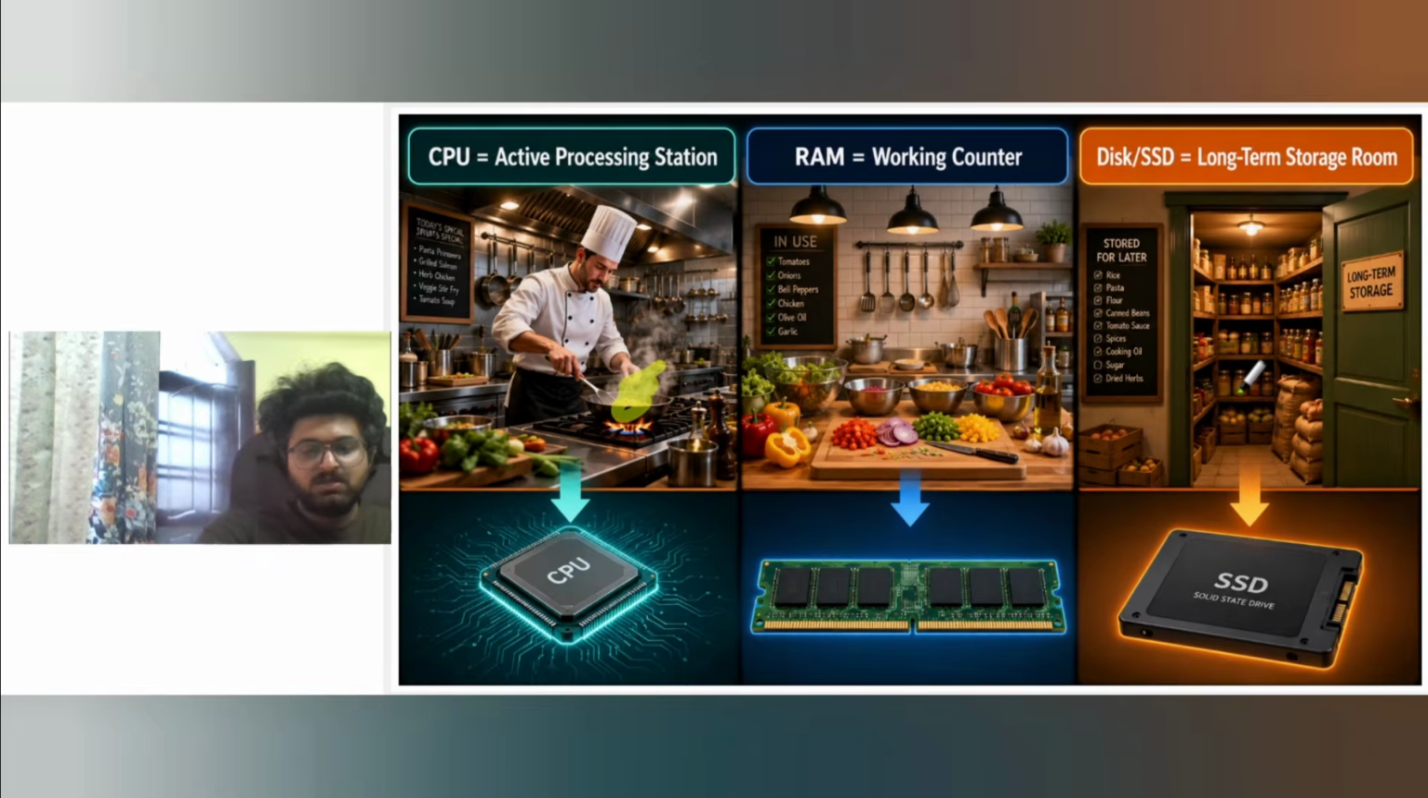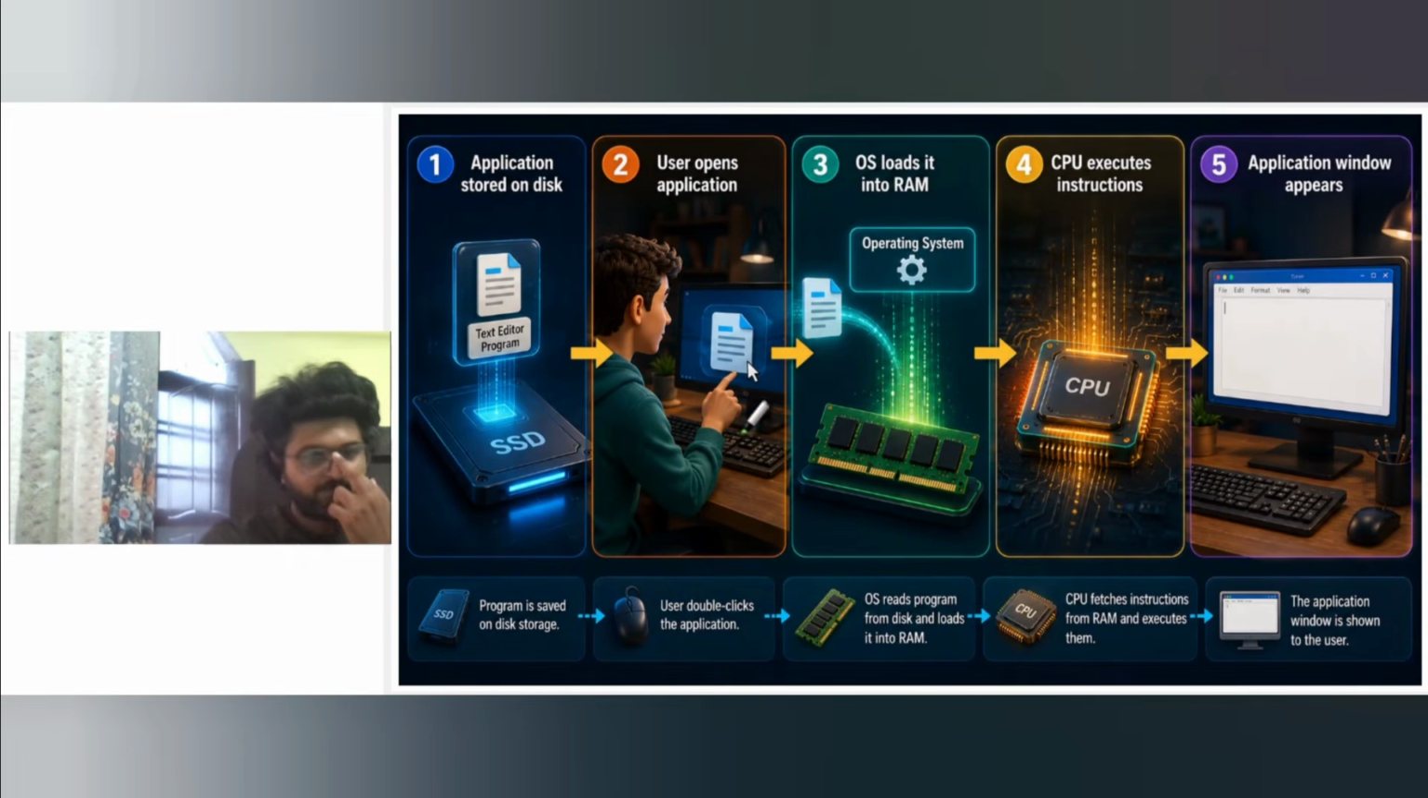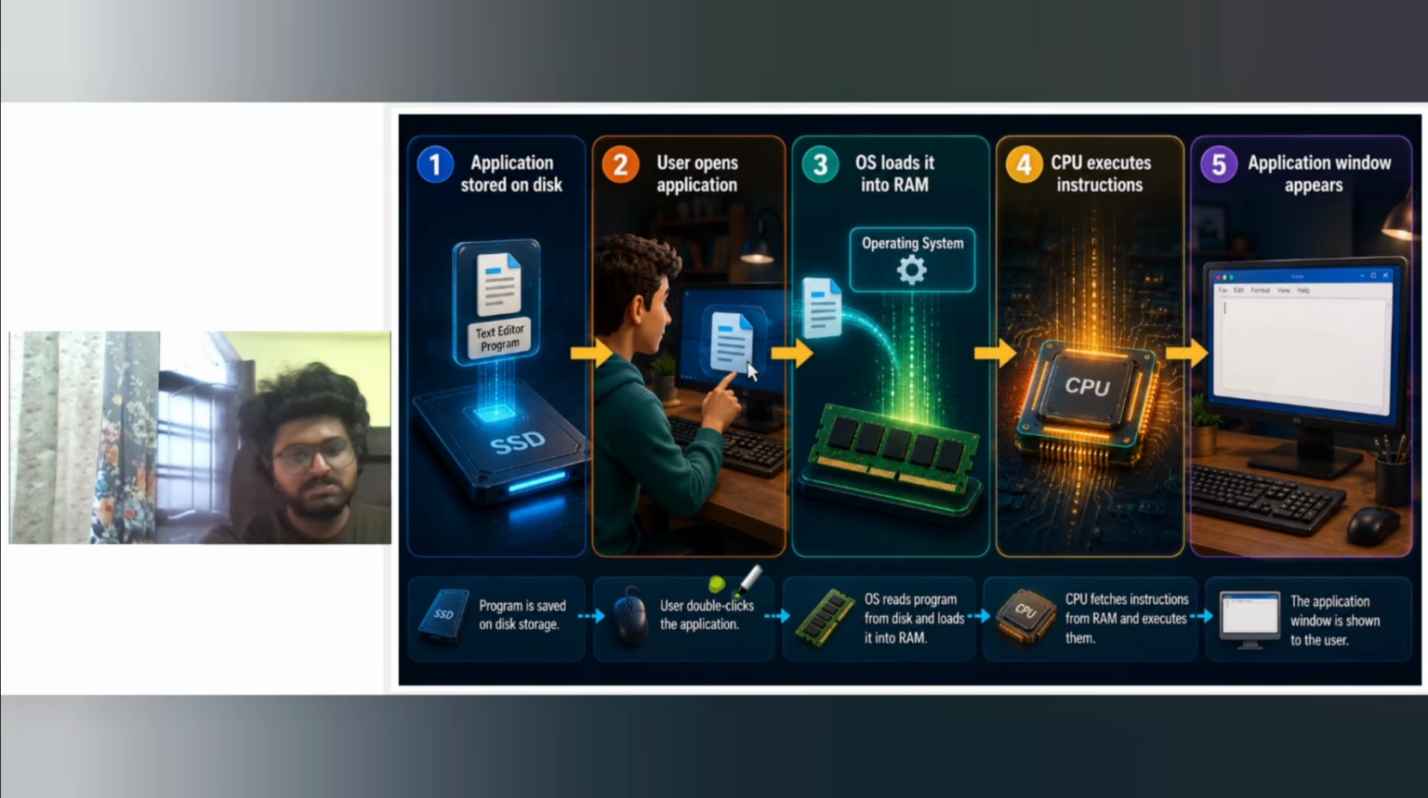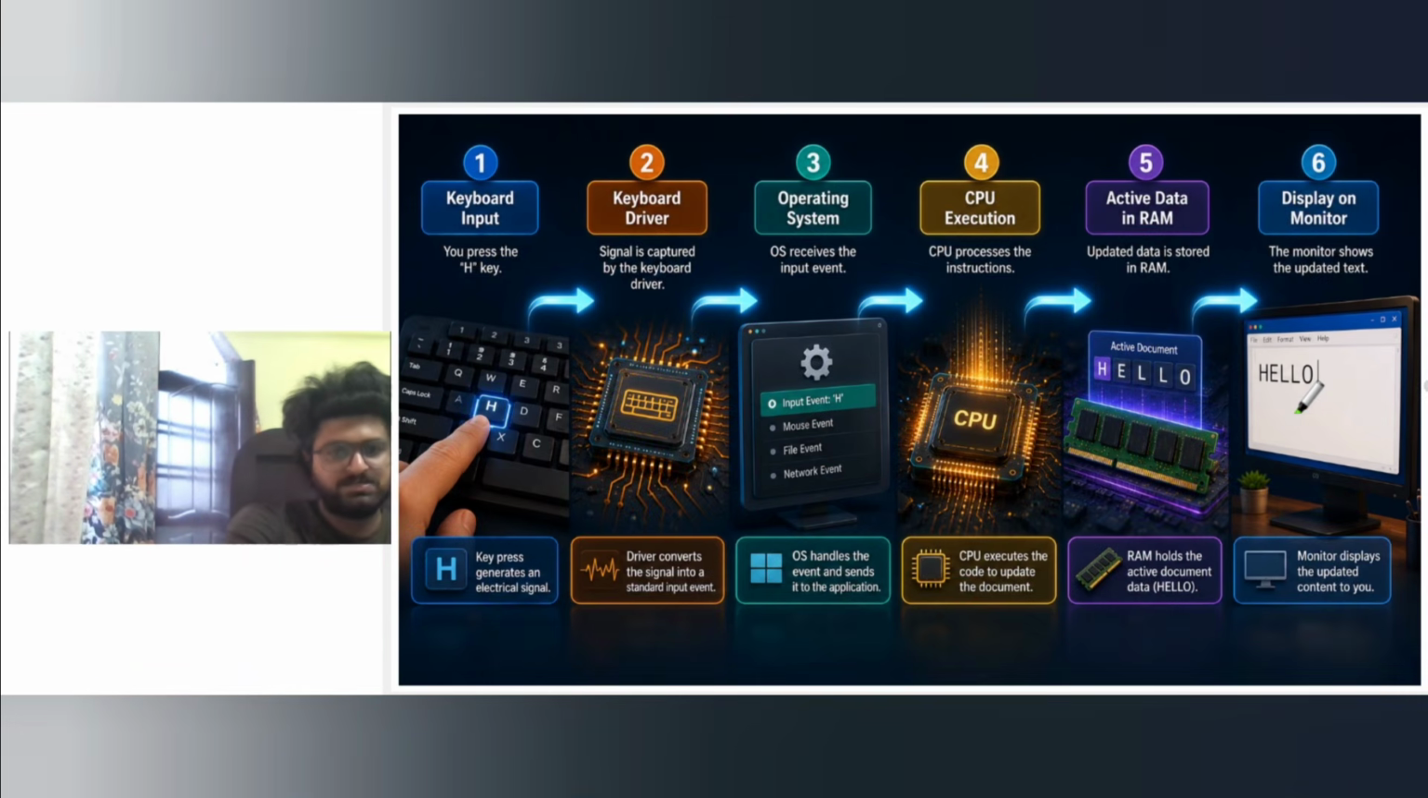Now let us understand what is happening inside. So the application is stored on the disk. Let's say a text program editor. The user double clicks on the application. I'm explaining this from the Windows perspective. If you want to personalize your device, then it's up to you, but generally the user double clicks on the application and it opens. The OS loads it into the RAM. If any changes are to be made, then the CPU executes the instruction. After that, the application window appears. This is the actual process that takes place when you double click on an application.